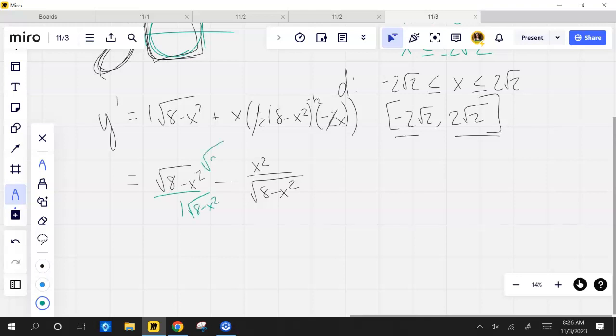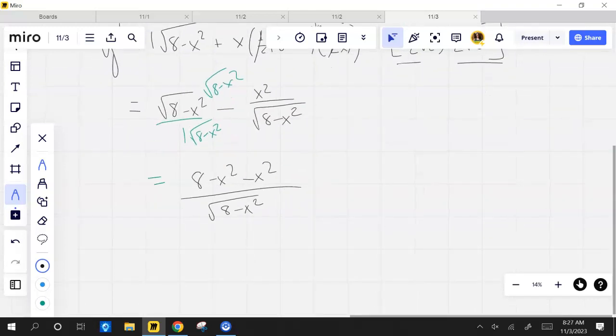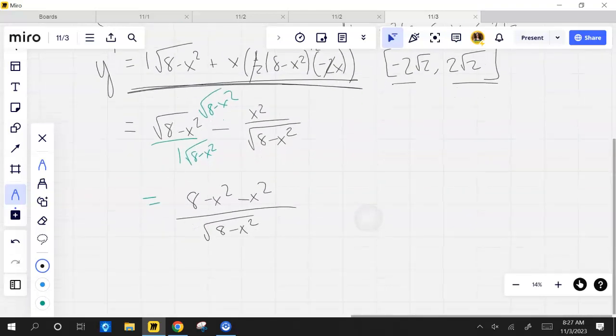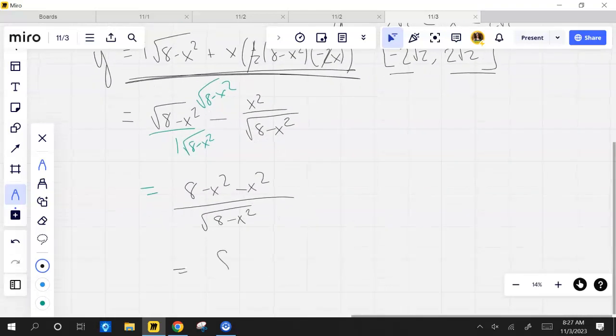So I give it to both the top and the bottom here. This one's good, so I get 8 minus x squared over square root of 8 minus x squared. Everybody still okay? Look, this is the only calculus we've done so far. Everything else, algebra. 2 times 8 minus 2x squared over square root of 8 minus x squared. That's my derivative.